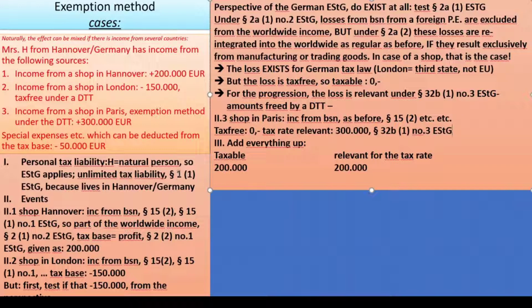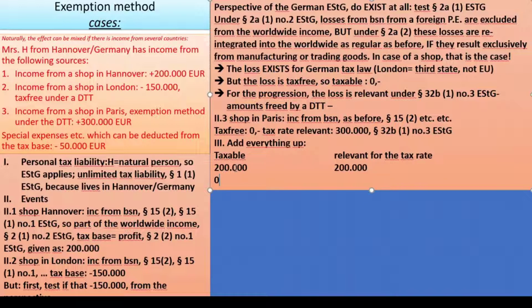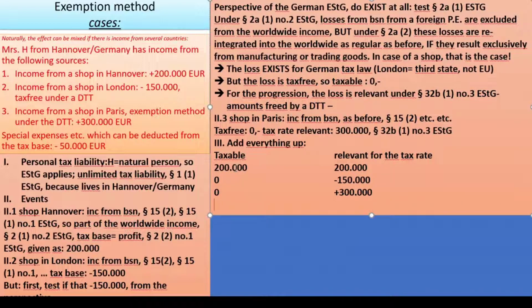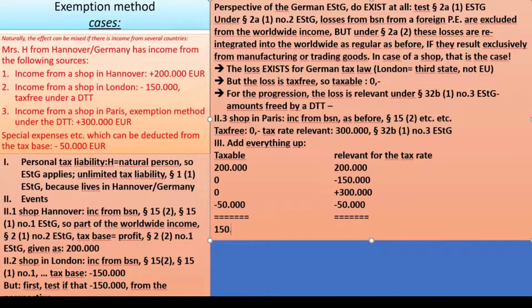Then we go back to that here, and we have now a taxable amount of this. The loss is relevant. Taxable from Paris, no. And then we have the deductible personal expenses, minus 50,000. And now when we add everything up here, that leads to a taxable amount of 150,000 for the rate, which applies to, oh my God, 300,000. Okay.